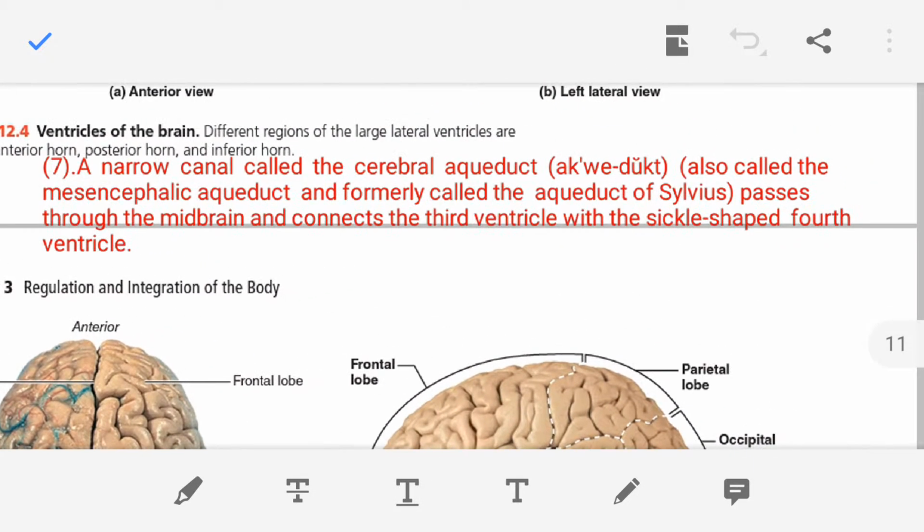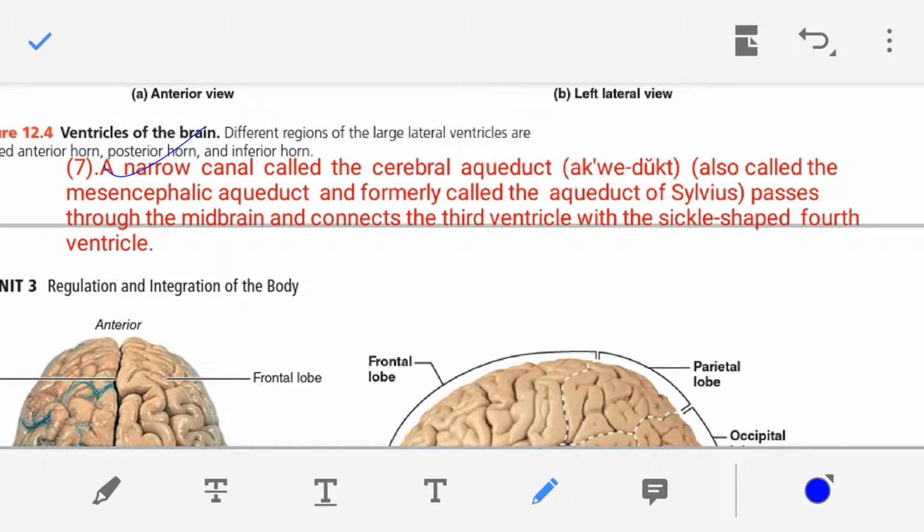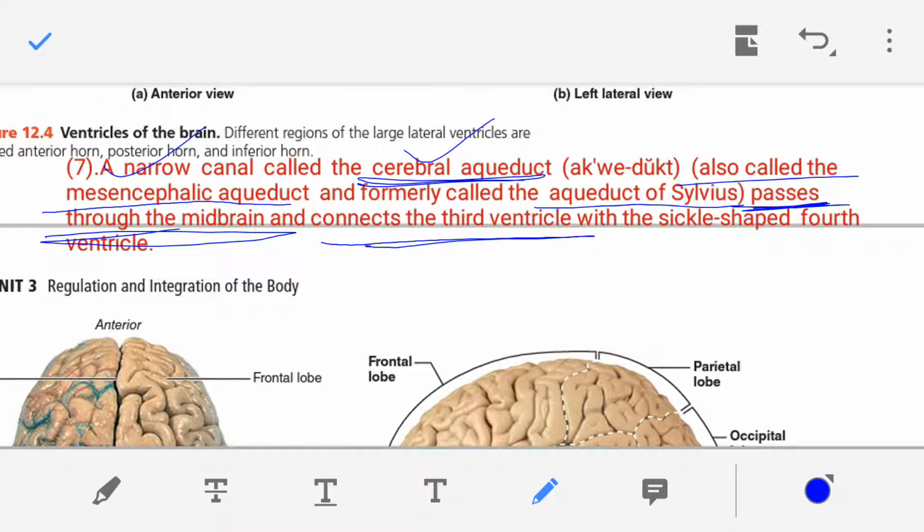As we have seen in the figure, a narrow canal called the cerebral aqueduct, also known as the mesencephalic aqueduct, and formerly known as the aqueduct of Sylvius. This narrow canal passes through the midbrain, and it connects the third ventricle with the sickle shape fourth ventricle.